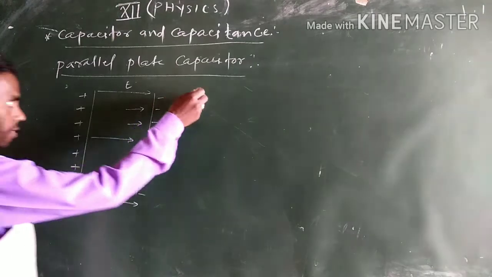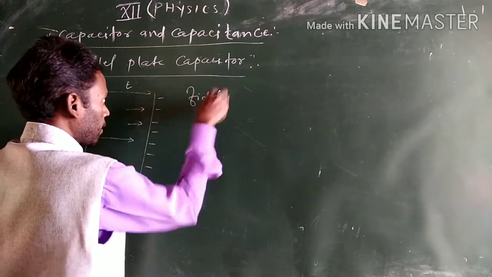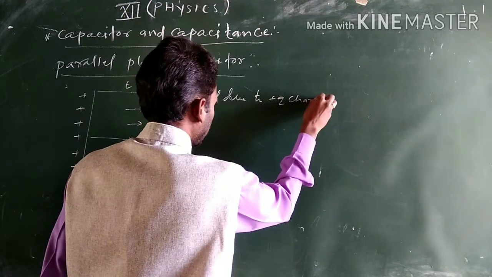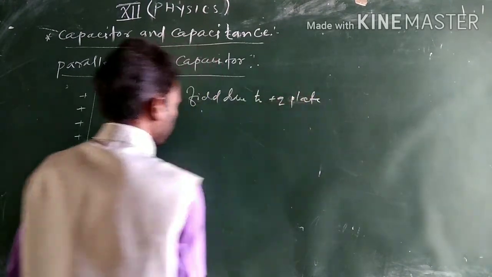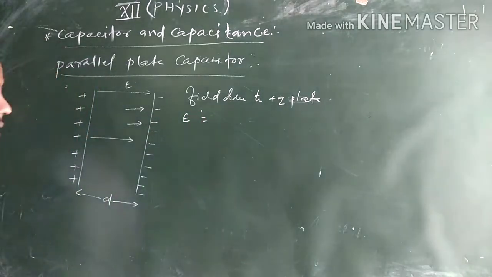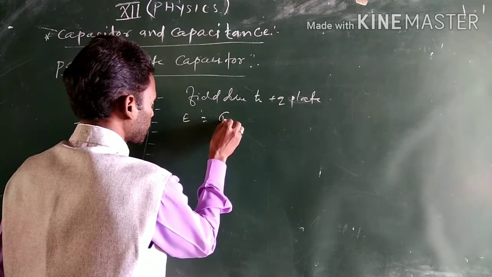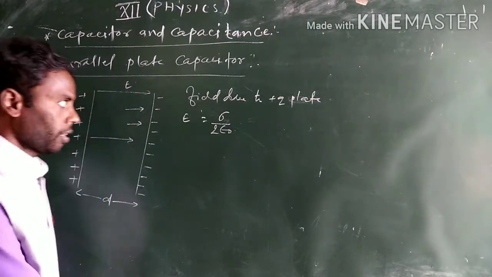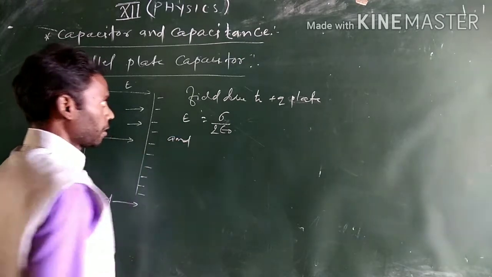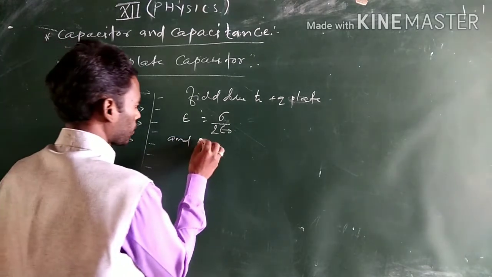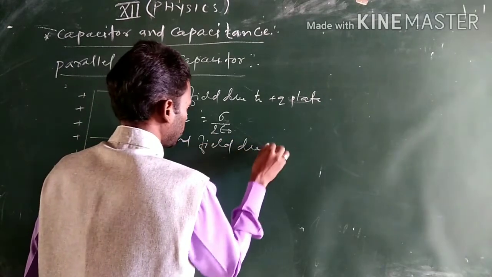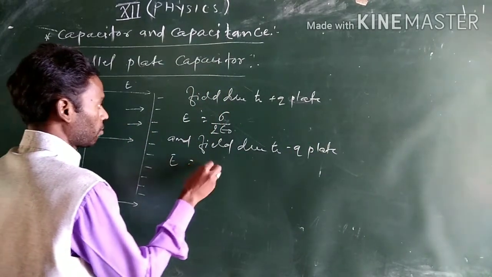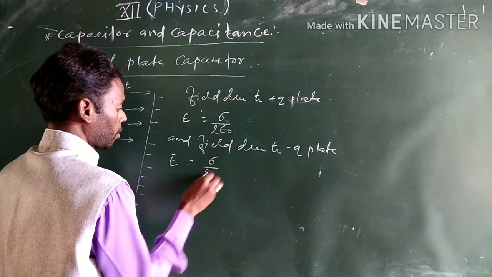Here our electric field due to the plus Q charge plate, as we have already learned in Gauss's theorem, is sigma divided by 2 epsilon naught. And the electric field due to the minus Q charge plate is also E equal to sigma divided by 2 epsilon naught.